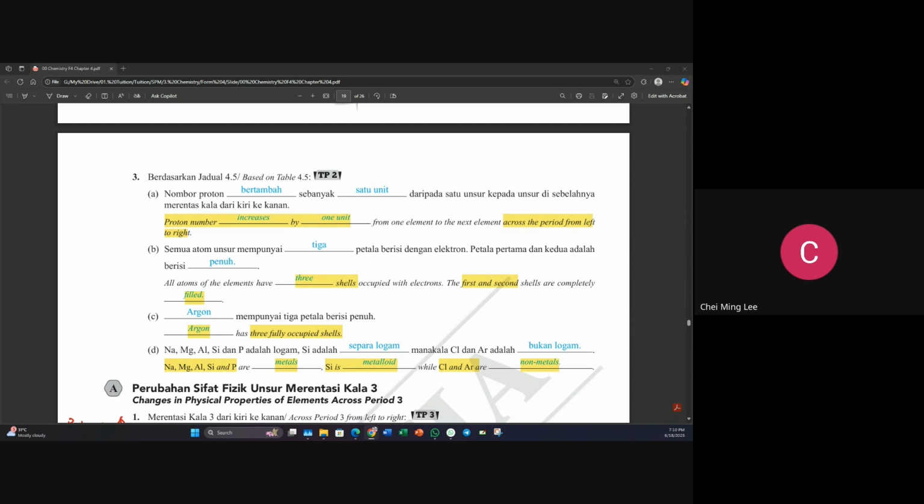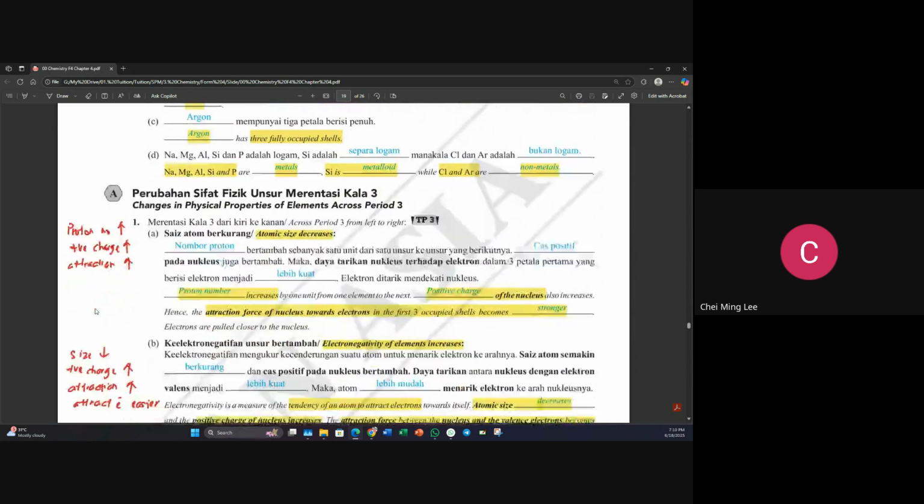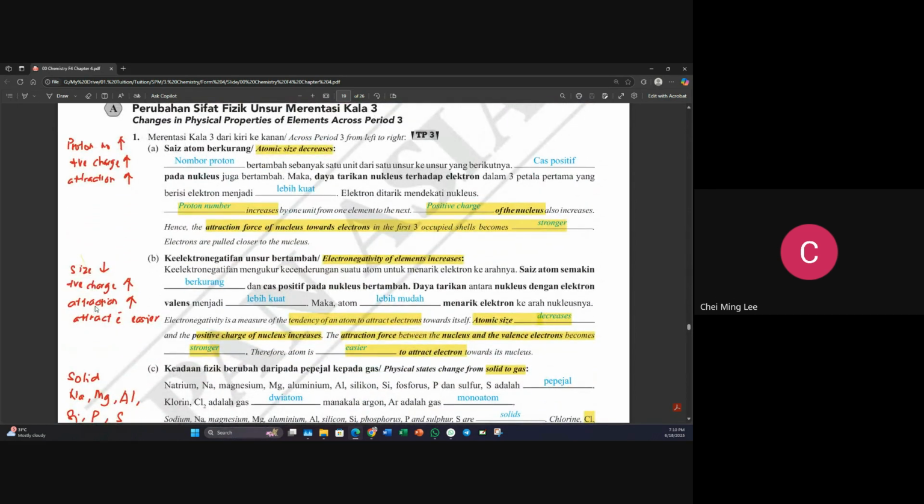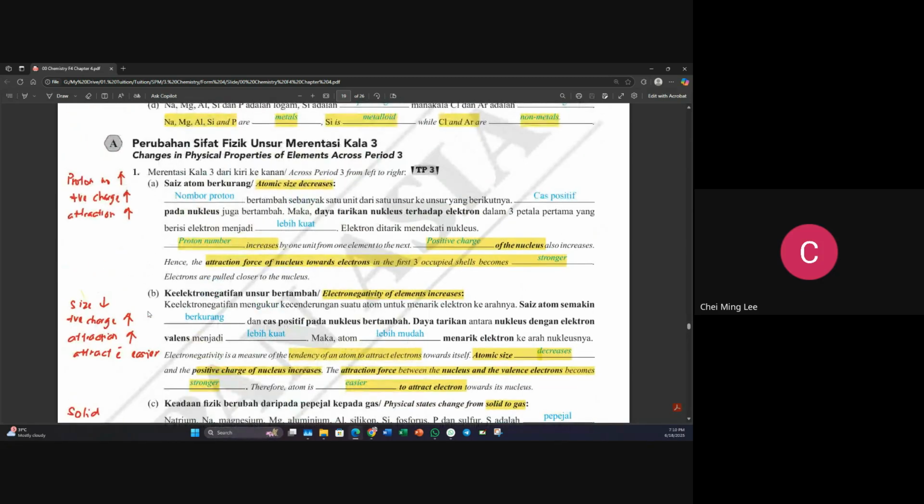Done? All right, then next. So let's see the changes in physical properties. Oh, it's really long. Okay, we start with this one first.